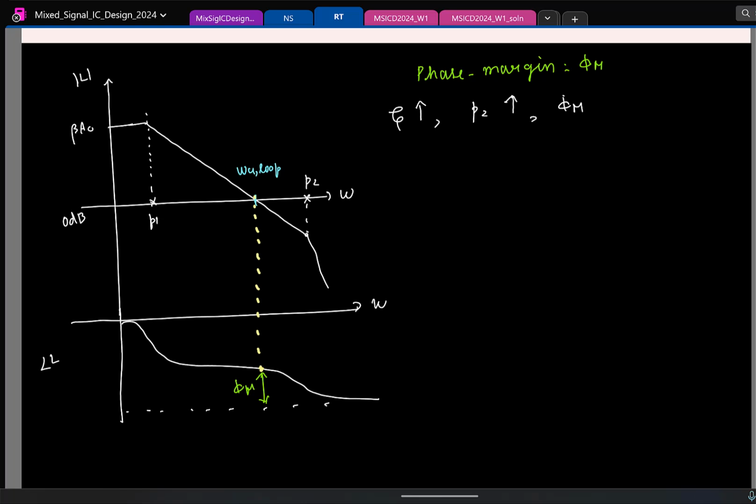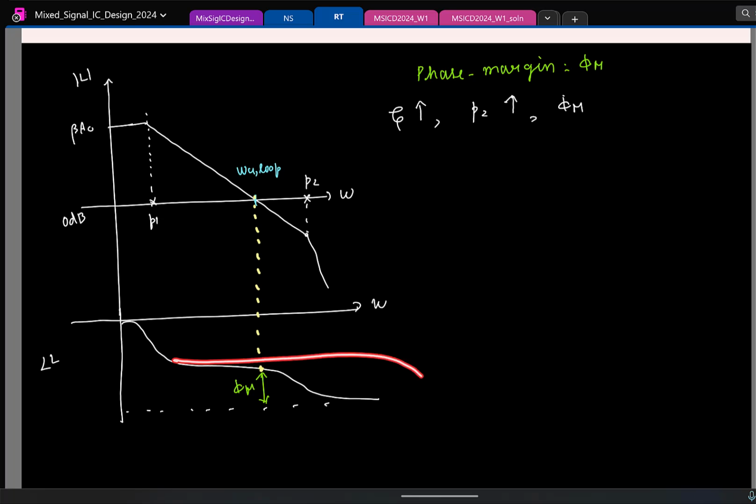Okay, think about it. I have some zeta. If I keep reducing zeta, the system is more stable or less stable? Less stable. So which means if I keep reducing zeta, the phase margin should increase or decrease? Decrease. Is that okay? So if my system is more and more stable, the phase margin is also going to be higher and higher. Think about it like this, my second pole is moving farther and farther. So which means the phase will drop after a long time, right?